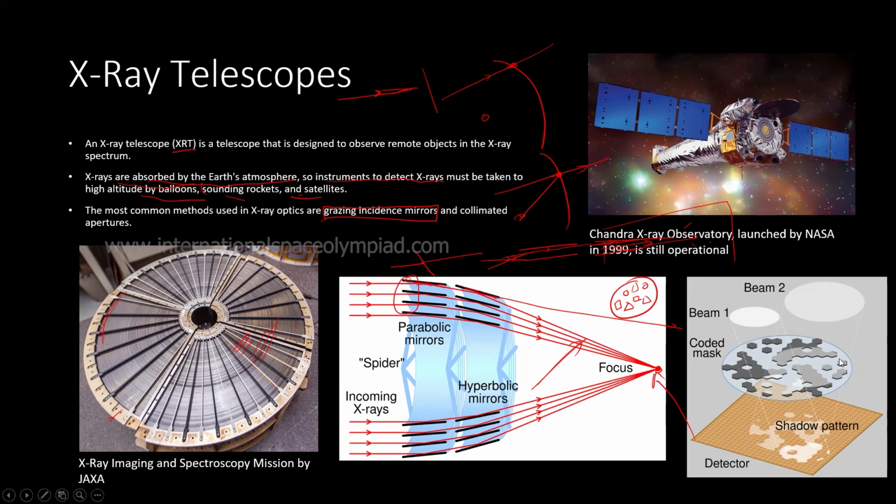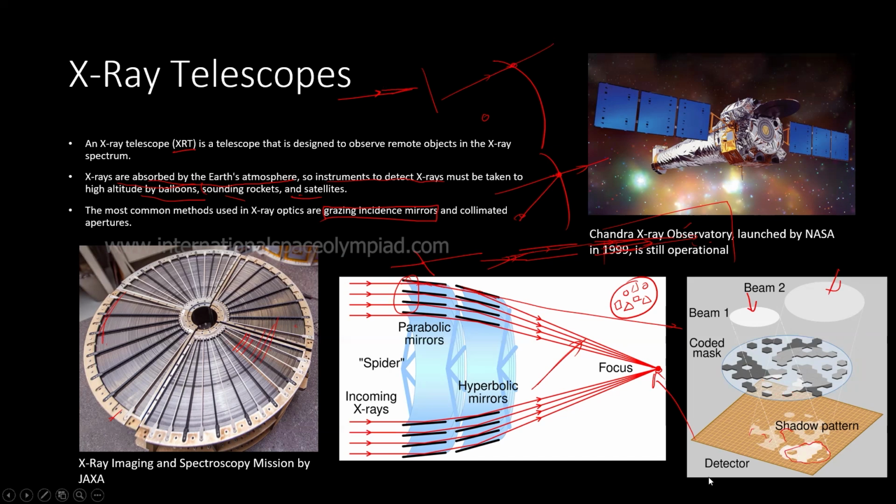So this is the same thing happening here. Assume that you have an X-ray source from here and here. Both are actually making two different types of shadows. This is one shadow, this is one shadow. Actually, from this shadow, we can reconstruct the original image. So that is another method that is used for X-ray telescopes.